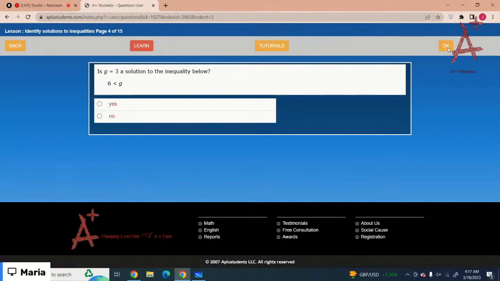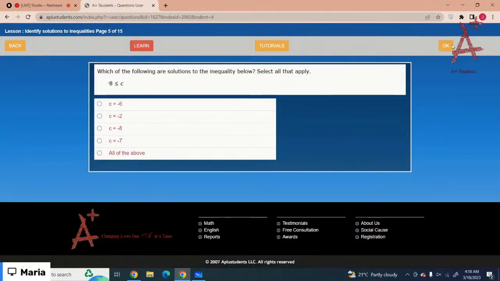Okay, is g equals 3 a solution of the inequality below? 6 is less than g, true or false? Replace g with the value, which means 6 is less than 3. So is it true or false? The correct option is that g equals 3 is not the solution of the inequality. So the correct option is no, because 6 is not less than 3. 6 is greater than 3.